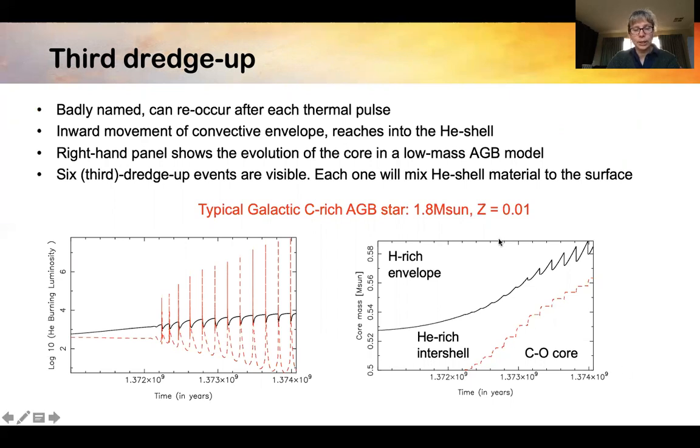Now in this model here, it's a 1.8 solar mass model, Z of just a bit less than solar. It's a typical galactic carbon-rich AGB star mass. If you focus on the right-hand panel, this is essentially a Kippenhahn diagram. This is the CO core increasing with each thermal pulse. And then the red line shows the base, so this actually shows the mass of the hydrogen-exhausted core change. Each time it goes down, and it looks very sharp. It's only sharp because of the difference in timescales. Each time it goes down, we have a third dredge-up event. Some carbon is being mixed from the core into the envelope, and this will increase the carbon to oxygen ratio.